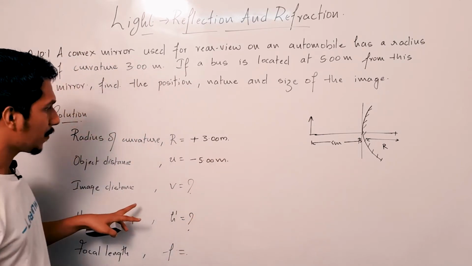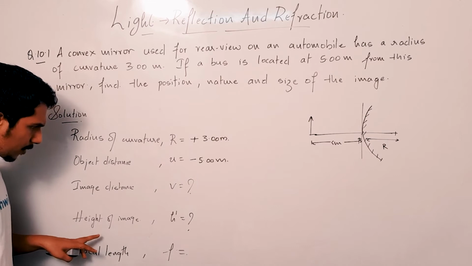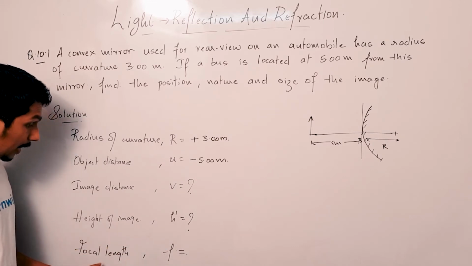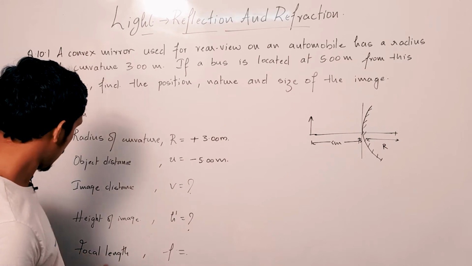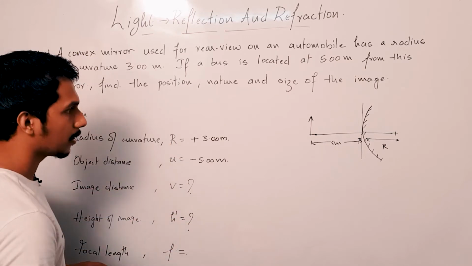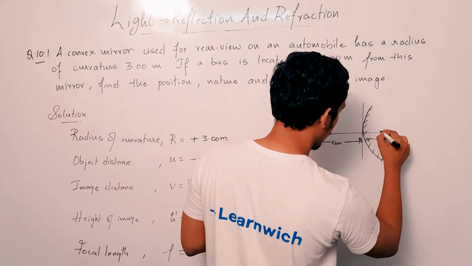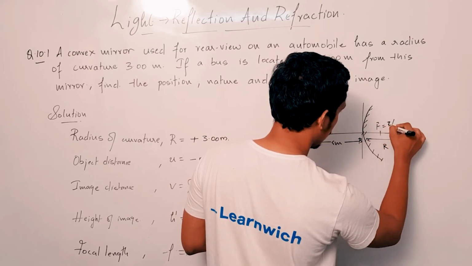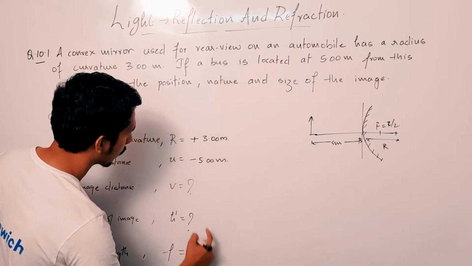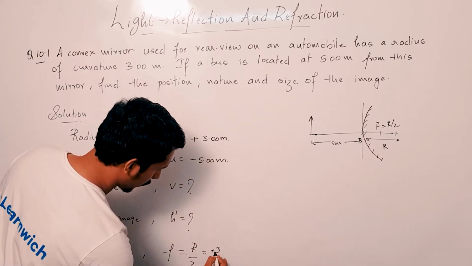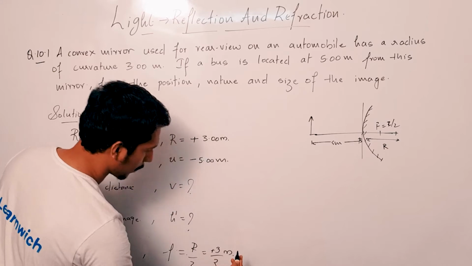Now you have to find the image distance v, height of the image h dash, and the focal length. Actually, focal length you don't have to find, that's not part of the question. The focal length can be derived from here. If this is the total radius, then the focus will be half of it. It is r by 2, which is positive 3 by 2 meter.